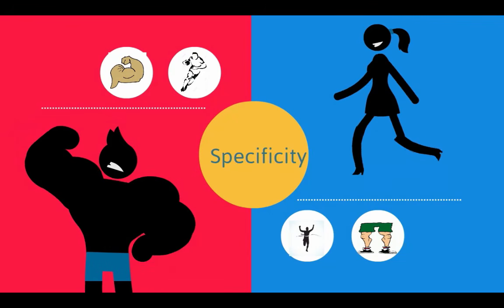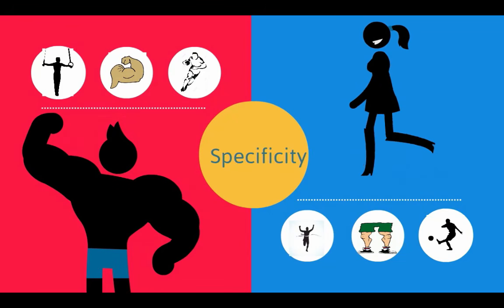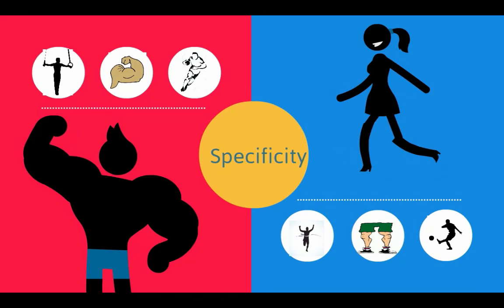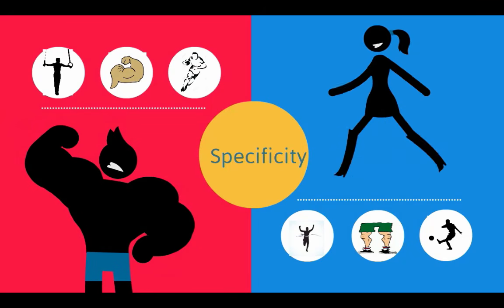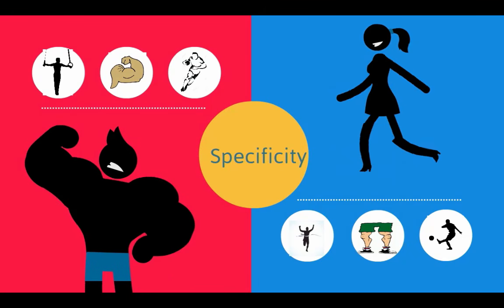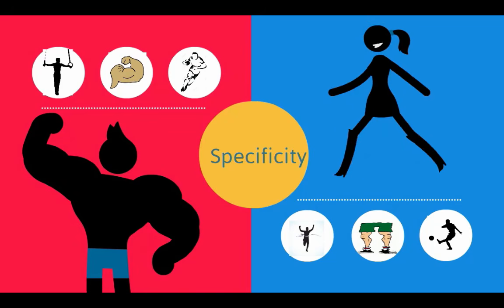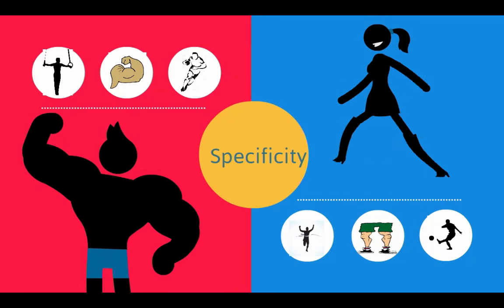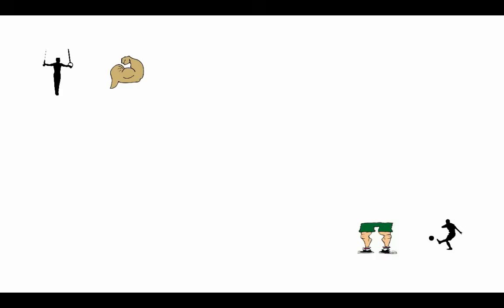Specificity also dictates that the movements used in the sport should be replicated during training so that the adaptations are more transferable to the sport and its specific movements. This includes the speed of the movement, or even if no movement occurs, such as in specific gymnastics poses.